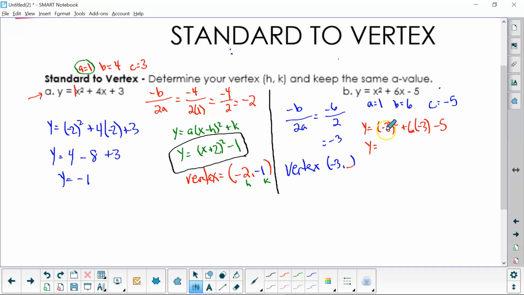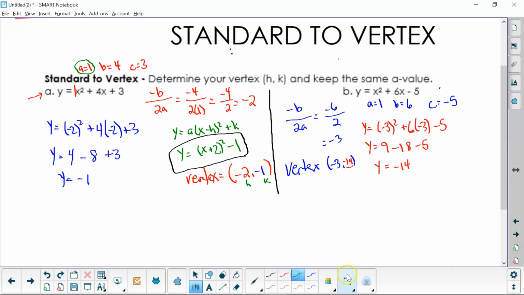y equals negative 3 times negative 3, which is positive 9. 6 times negative 3 is negative 18. And then we have our minus 5 on the end. 9 minus 18 is negative 9. Negative 9 minus 5 is negative 14. So I get a negative 14.